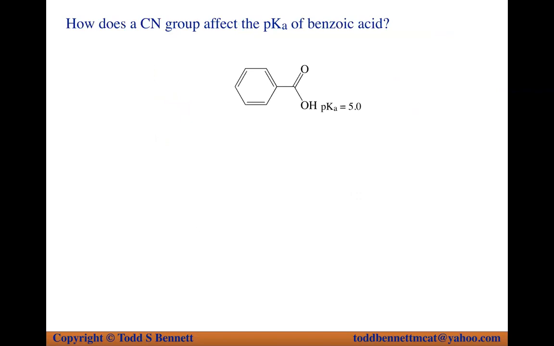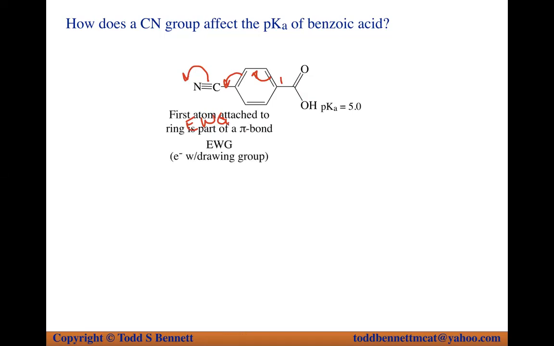Okay, so more resonance. How does a CN group affect the pK of benzoic acid? So benzoic acid, 5.0 normally, but if I have a group here, pi bonds can pull away. So electron withdrawing group, if this bond pulls away, that'll take electron density there, which takes it there, which now makes this partially positive. If you put a positive on this end, you make it more like H plus, becomes more acidic, so the pK should go down as a result.